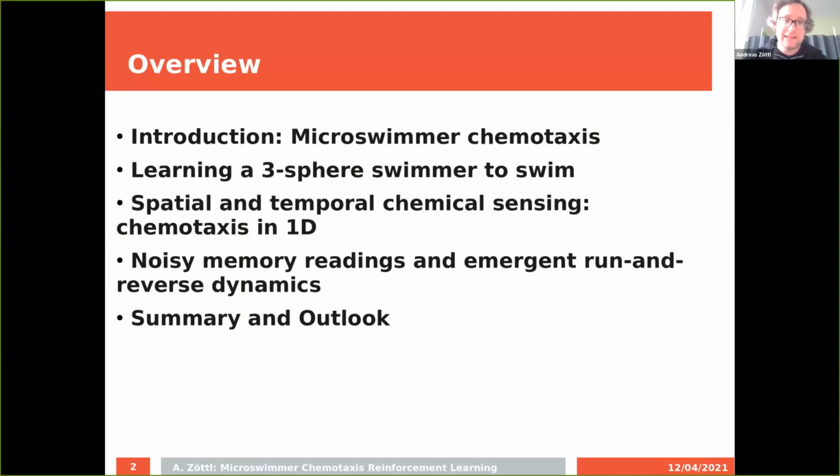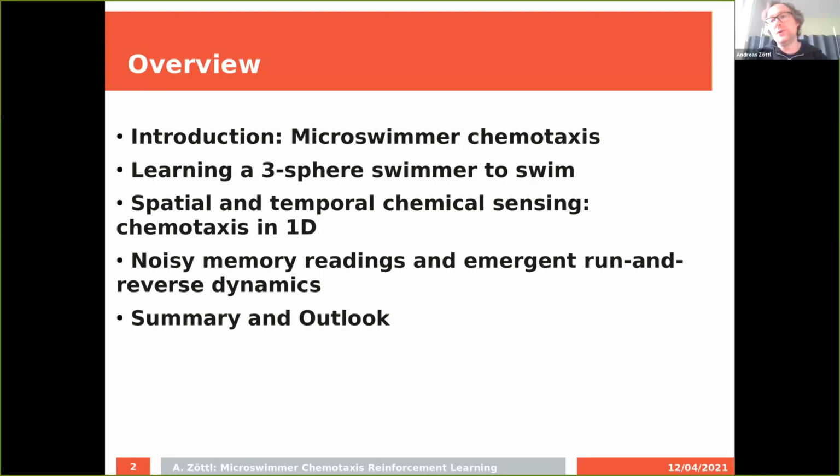First, I will quickly say something about microswimmer chemotaxis. This is somehow our model system in 1D. And then I will show you how a 3-sphere swimmer, which is a very simple model microswimmer we use, is able to learn swimming with genetic algorithms applied to artificial neural networks.